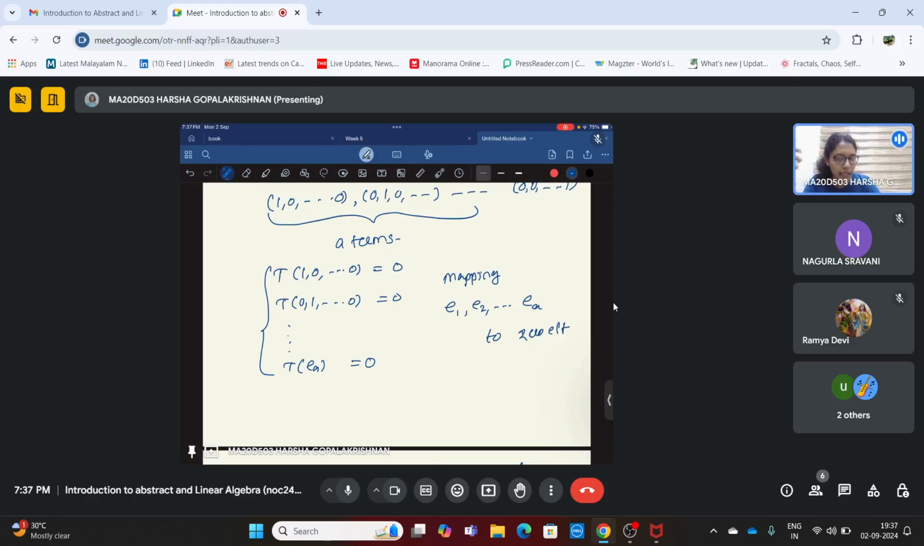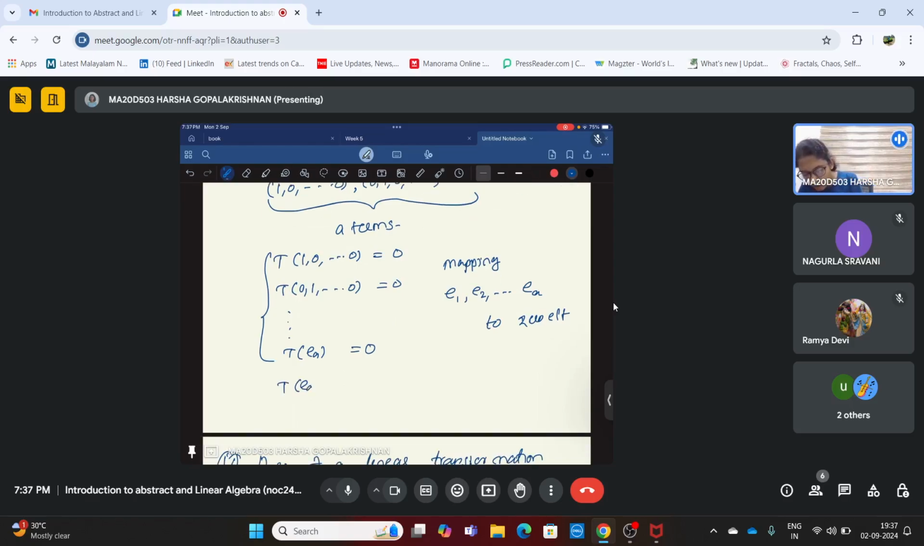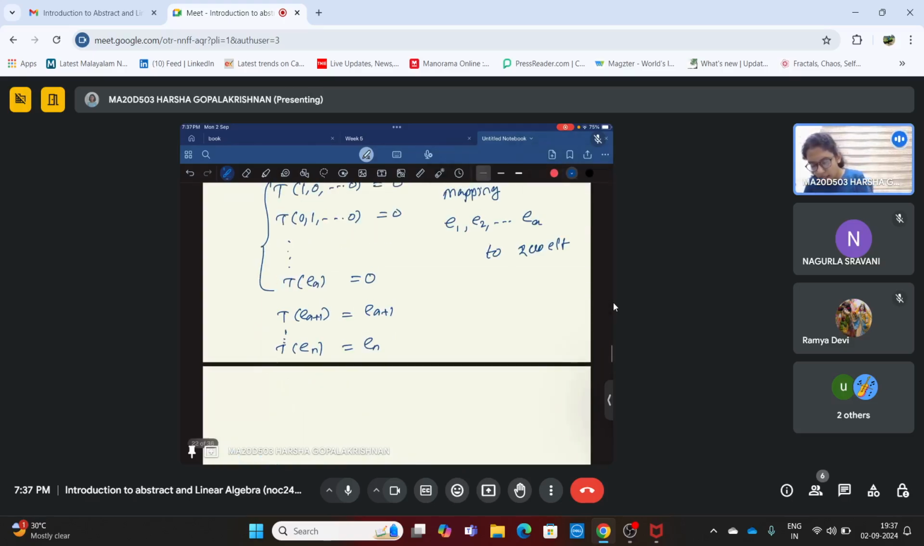Okay. Now I should assure that this is the nullity. That means already we got A, so there should be no other element in the kernel. So for the remaining elements, from A plus 1 to n, T of EA plus 1 is EA plus 1, etc., T of En equal to En. That means I am mapping identity-wise from there onwards. Is that fine? So obviously EA plus 1 to En do not belong to the kernel. Okay, so we got the kernel contains the elements E1 to EA and the range contains the elements EA plus 1 to En.